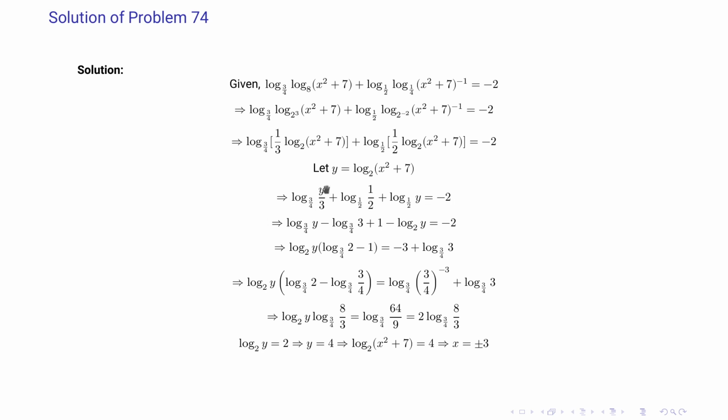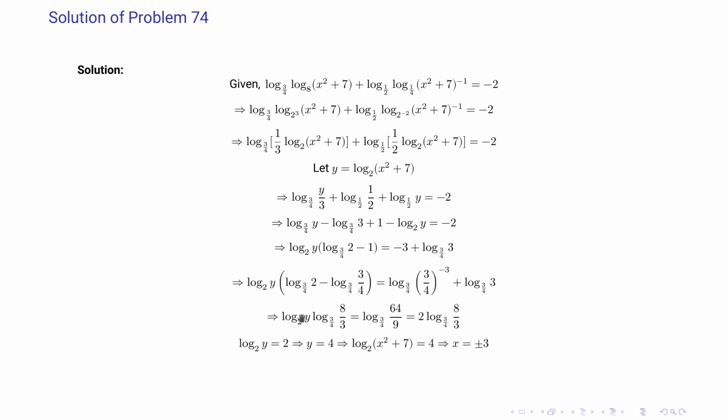We write log of x by y in the form of log x minus log y, and then we bring this to 1 by 2 as 2. So we have a negative sign here, and then we take log of y with base 2 common, so we get log of 2 with base 3 by 4 minus 1 is equal to minus 3 plus log of 3 with base 3 by 4. We bring this to the right hand side. So now we write this 1 as log of 3 by 4 with base 3 by 4, and we write this minus 3 as log of 3 by 4 whole to the power minus 3 with base 3 by 4, and the rest of it remains the same.